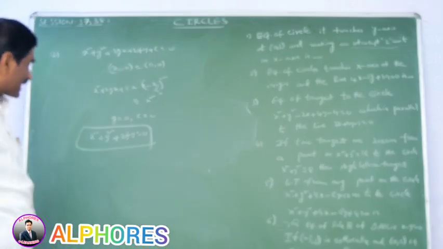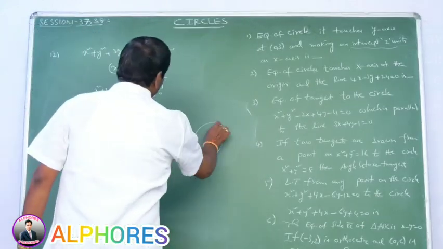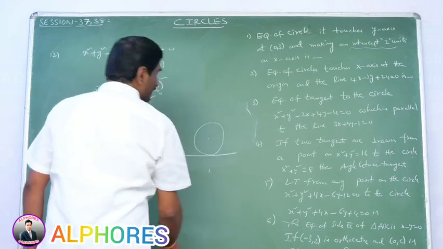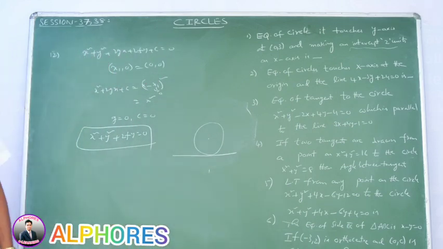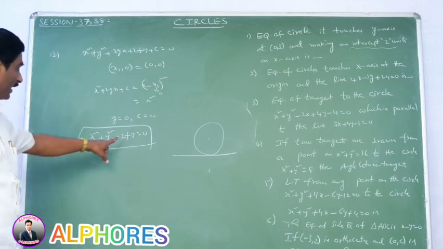If the line touches the circle, what is the condition? If the line touches the circle, that line is nothing but a tangent. That means r is equal to d. We use that formula to find f.